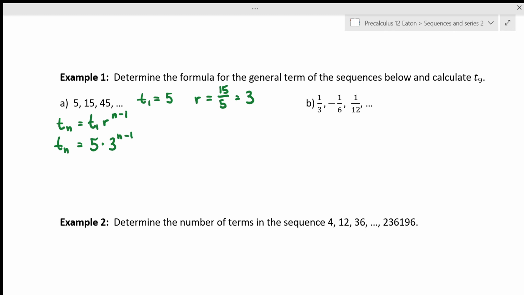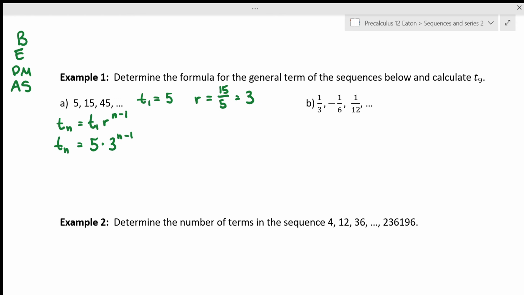Notice that I am not writing this as 15 times to the power of n minus 1. And the reason is that even with algebra, when I have T1 times R to the n minus 1, order of operations applies. So you have to be well aware of your BEDMAS and that exponents come before multiplication. So you're going to do the 3 to the power of n minus 1 first and then multiply by 5.